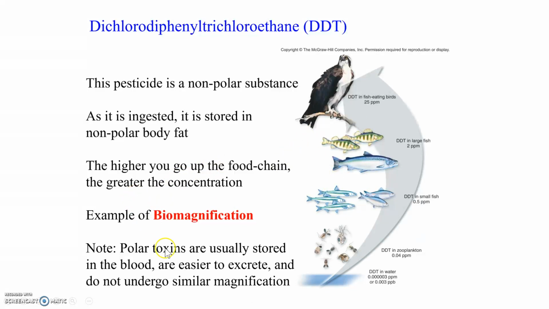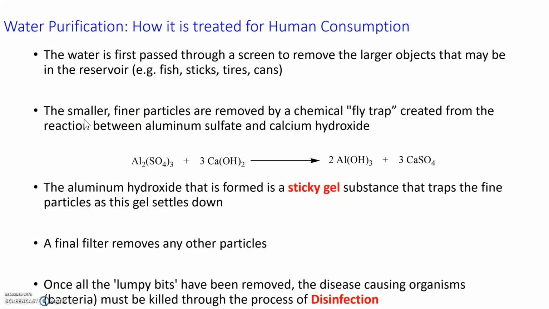On the flip side of this, polar toxins, remember water is polar, so these dissolve in water. These will be excreted in blood and urine from the body, so they typically don't accumulate as readily. So we need potable water. We need drinking water. How do we make sure our water is safe? Well, in order to do this, we go through a water purification process.